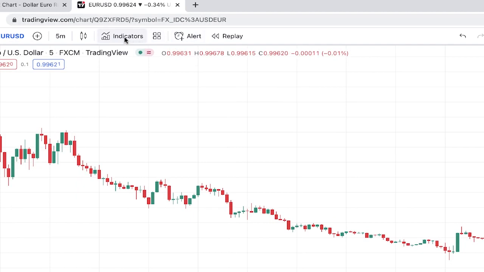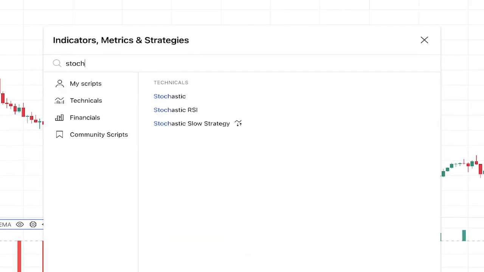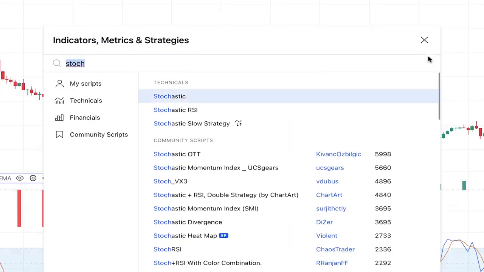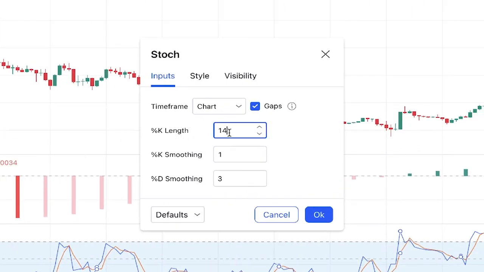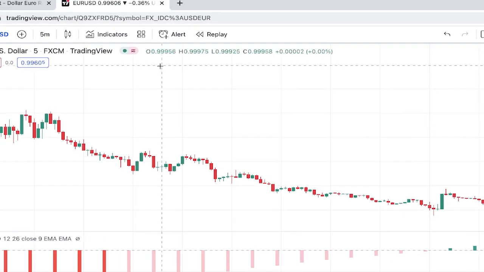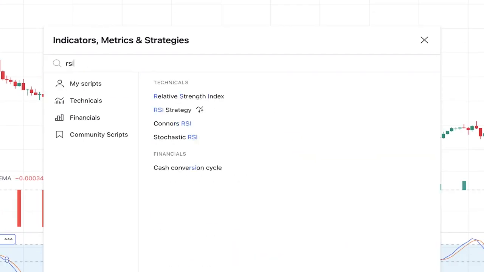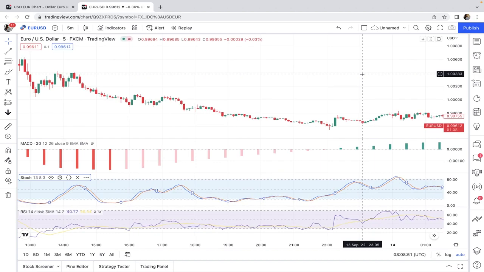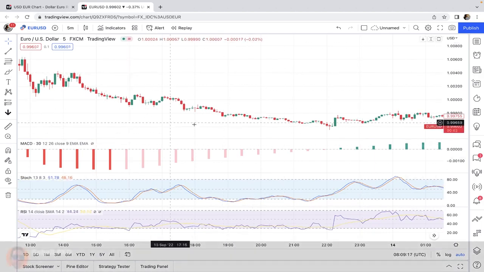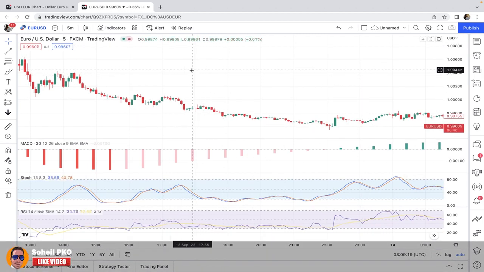The next indicator that we should add is the stochastic oscillator, this one, and we must change its settings. Here in the K% length, we set it at 13. For the K% smoothing, we set it at 8. And for D% smoothing, 3 is fine. And the last indicator that we should add is RSI, Relative Strength Index, this one. And we use this indicator with its default settings. Everything is already set on the chart, and let's see how we trade based on this 5-minute scalping strategy.